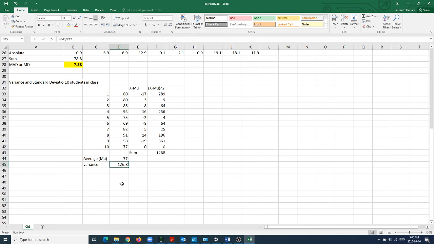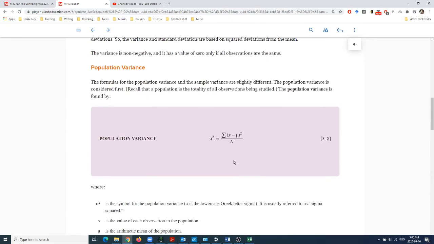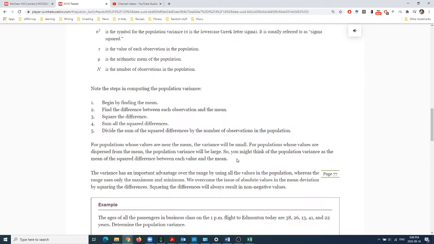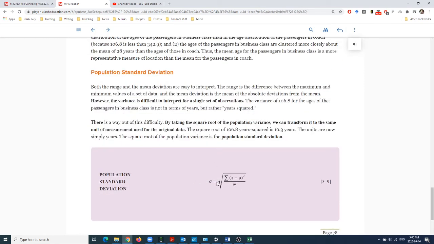But this 126.28, it's measured in some sort of squared terms. It's hard to make out what this number actually means. Okay, so in order to make this a little more intuitive, whatever we squared over here, we're going to try and take the square root of it. Of this whole, not just whatever we squared. So the population variance is this formula, and if you take the square root of the whole thing, you get the standard deviation.